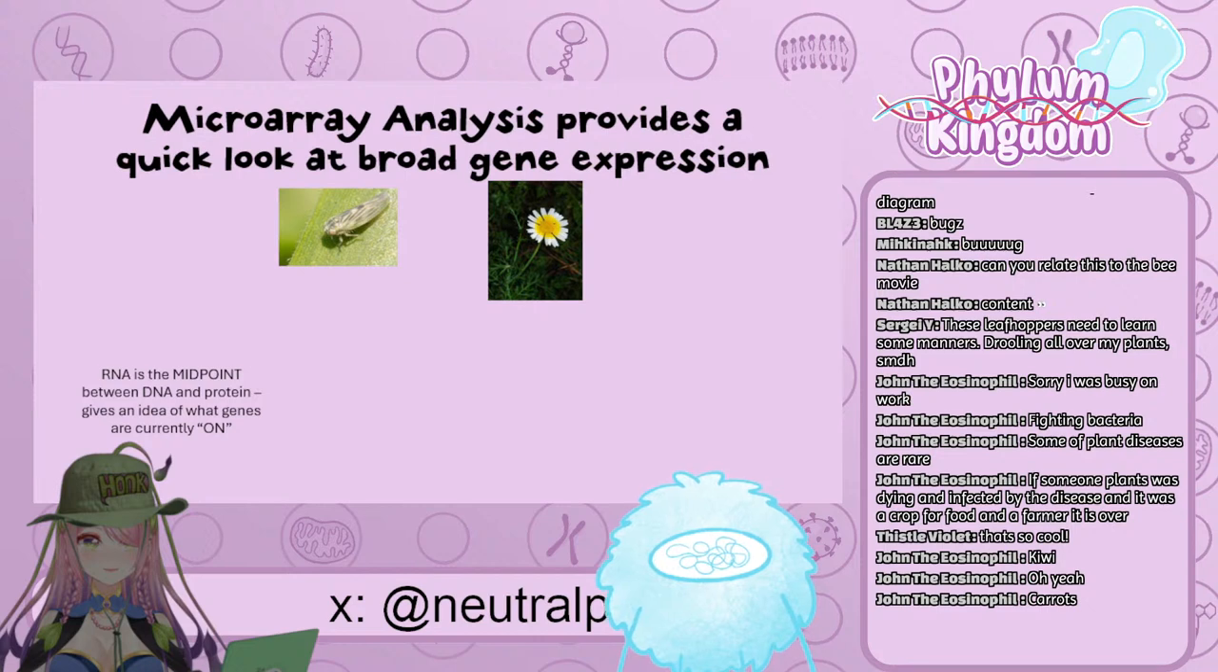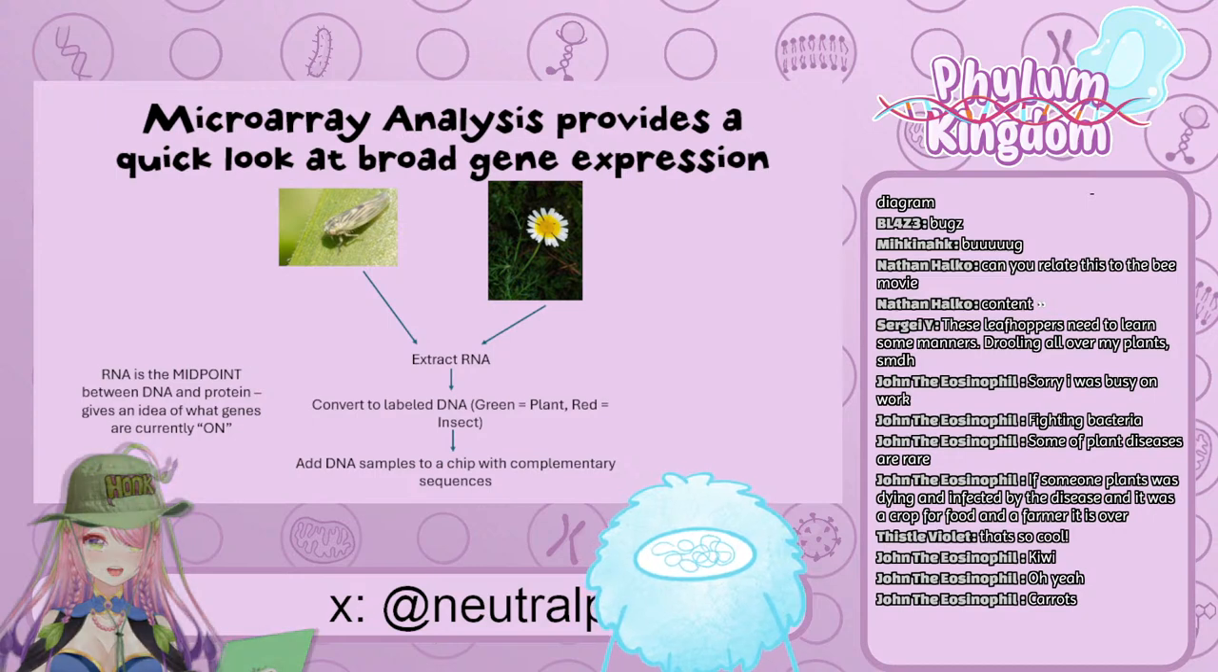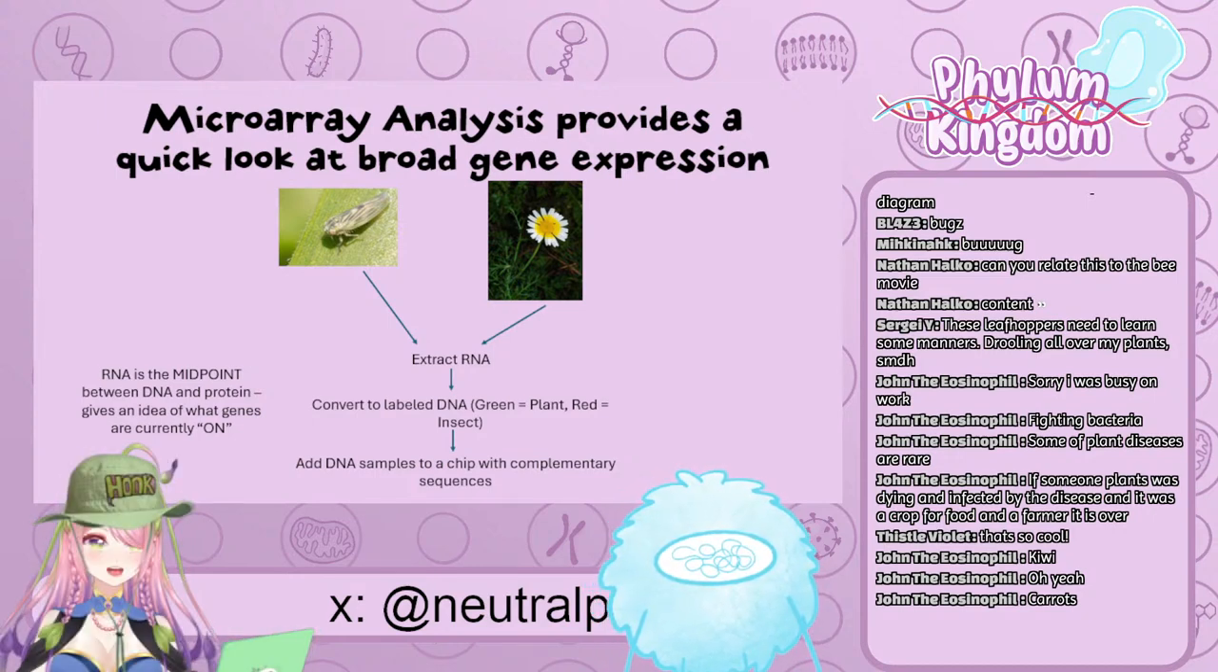How this happens is you take the leafhopper and you take the chrysanthemum that's been infected by the phytoplasma, and you extract all the RNA. Now, RNA is very fragile. We used to joke that if you were working with RNA in one room and somebody sneezed in the other room, all of your RNA would degrade.